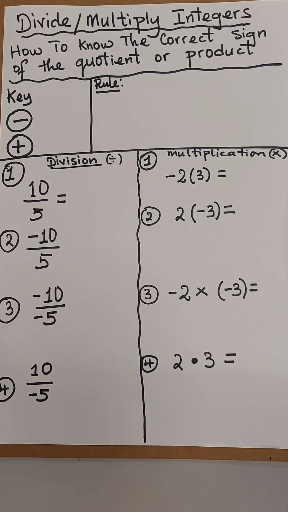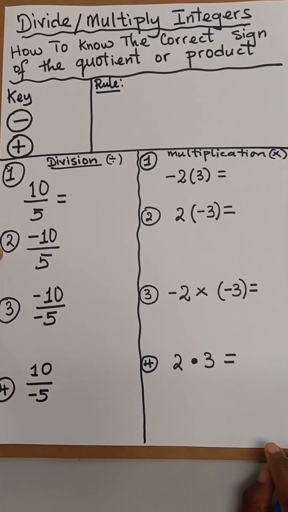In this video, we want to develop a rule that will help students to retain the correct sign after they divide or multiply integers or any signed numbers. The problem is students always struggle with retaining or putting the correct sign to a quotient or a product after they divide or multiply integers.